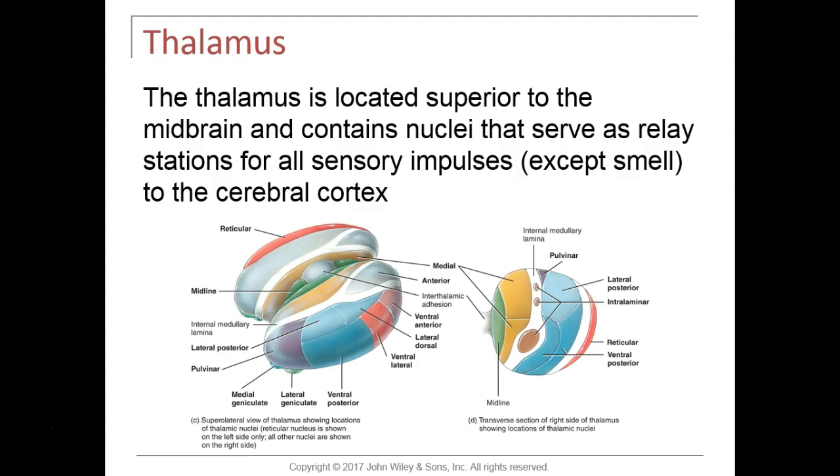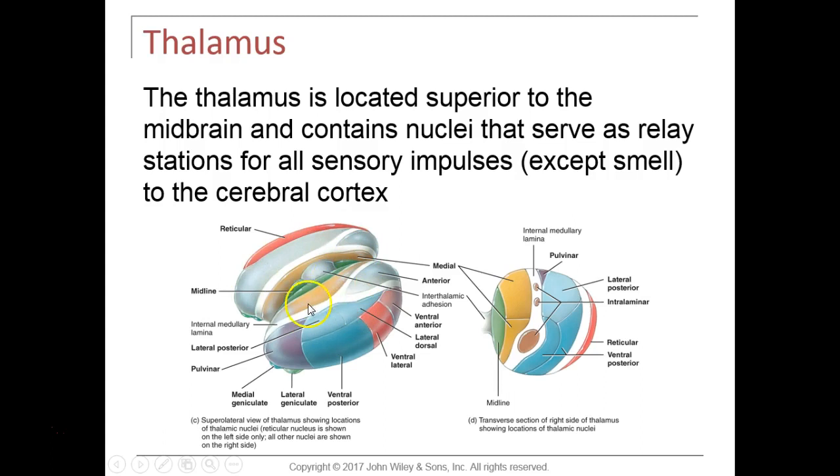The thalamus is superior to the midbrain, and it serves as a major relay station for all sensory input. All the sensations you can think about that you would feel, and even some unconsciously perceived sensations that we haven't talked about, are processed through the thalamus, except for olfaction, or the sense of smell. That's the only sensation that is not processed through our thalamus. So the thalamus is a major relay station for our sensory inputs.